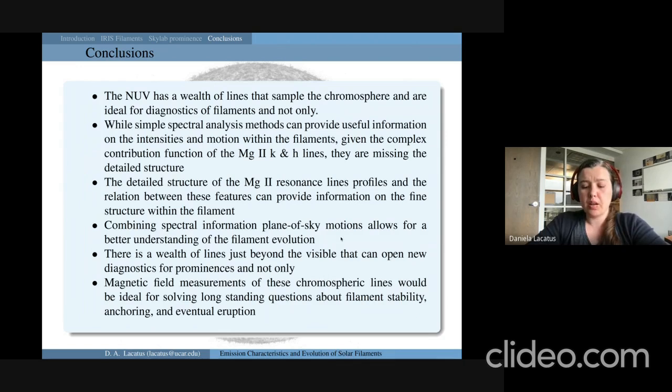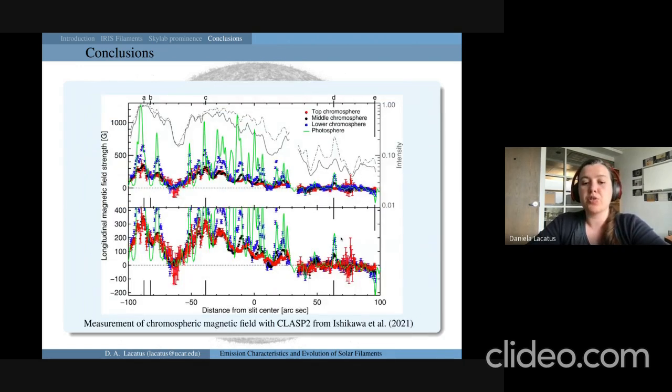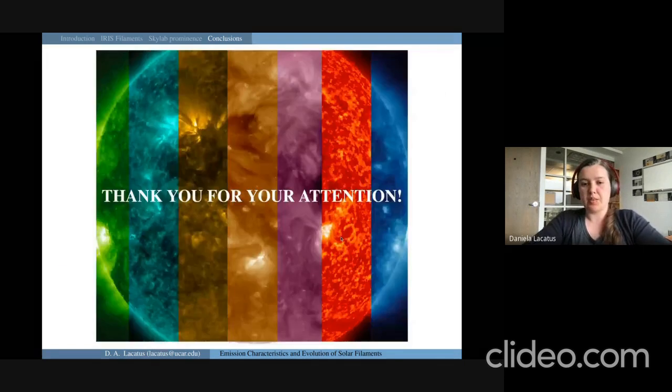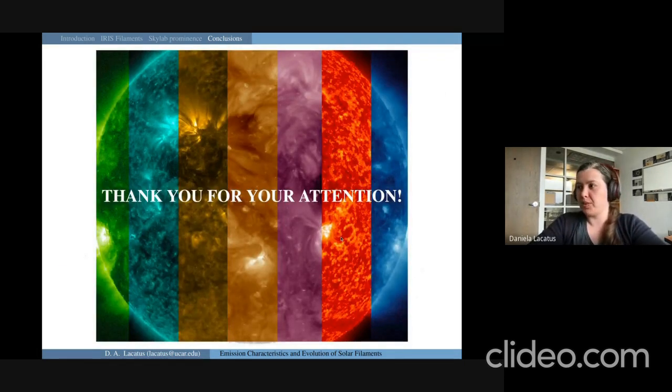For instance, recent measurements from CLASP2 have shown that magnesium can offer reliable magnetic measurements of the mid and top chromosphere. Therefore, if we can extend this kind of measurement to more structures in the future, we may be able to fully look into the 3D structure of prominences by looking at magnesium and a number of other iron II lines. And thank you. I'll be happy to answer any questions.